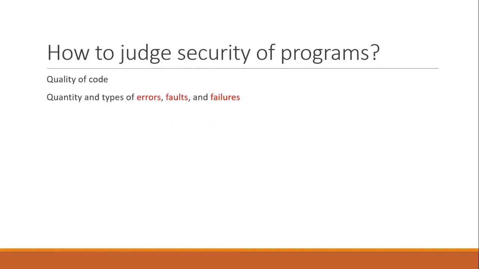Second is quantity and types of errors, faults and failures. How many errors, how many types of errors are occurring, how many faults are occurring and how many failures are occurring. What is the difference between these three: errors, faults and failures?